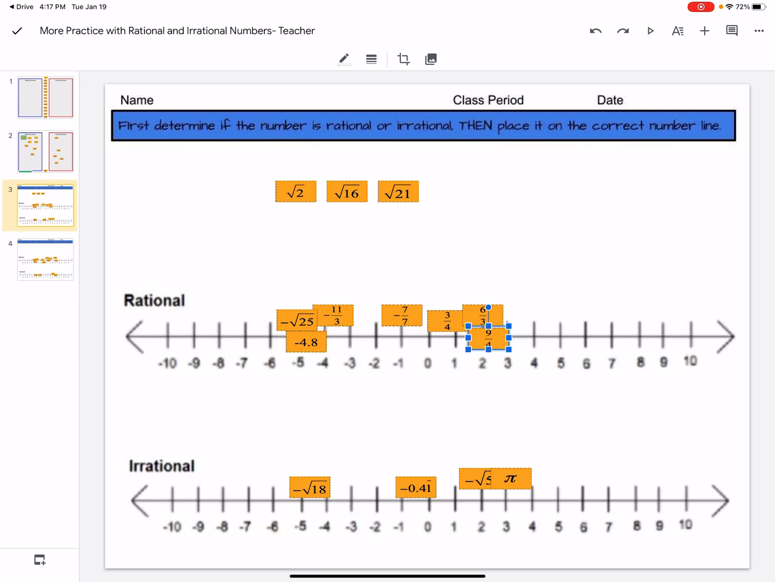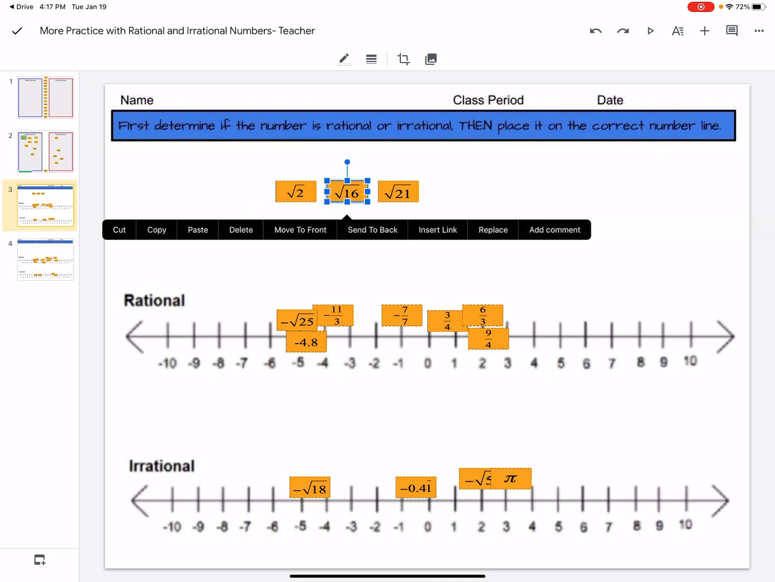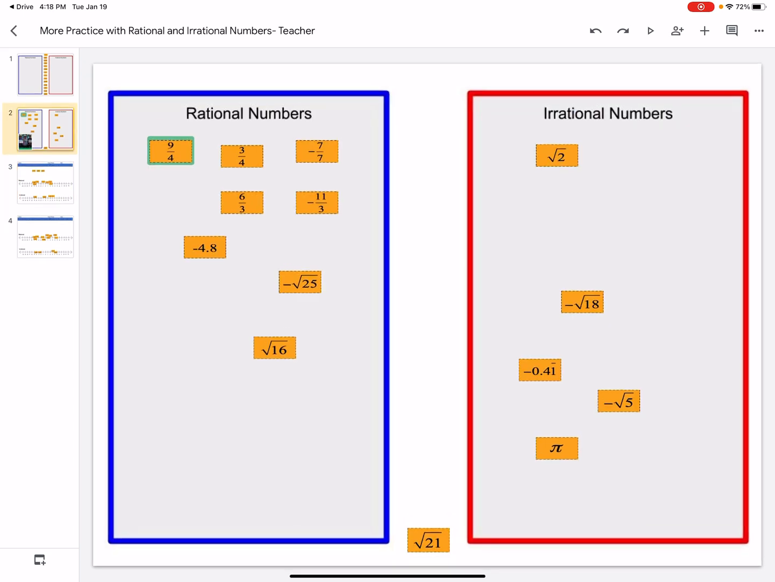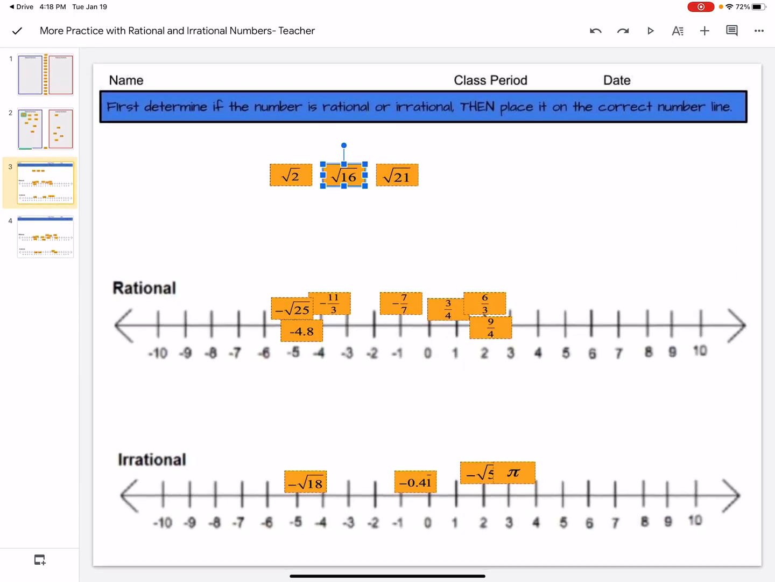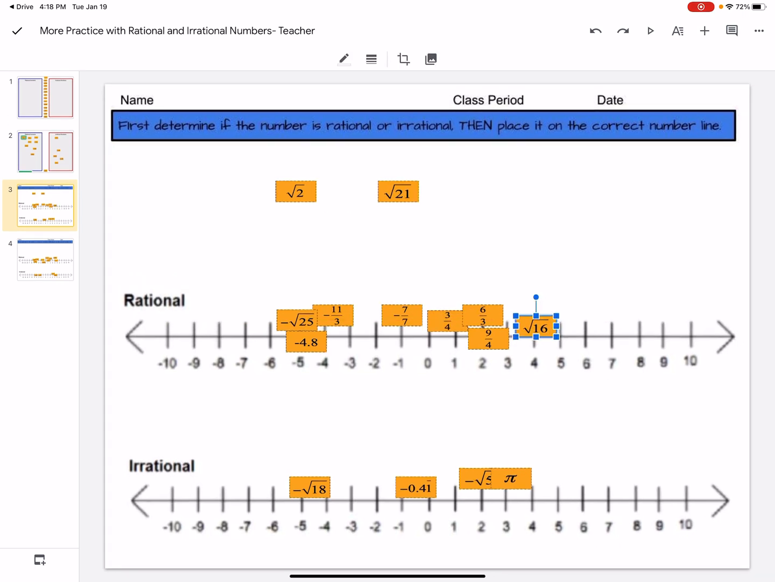There we go. So square root of 16, I'm going to come over here. Square root of 16 is rational. So I'm going to drag square root of 16 really means just 4. So I'm placing it there.